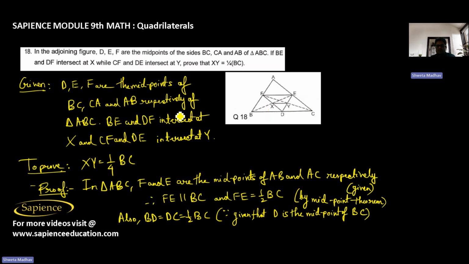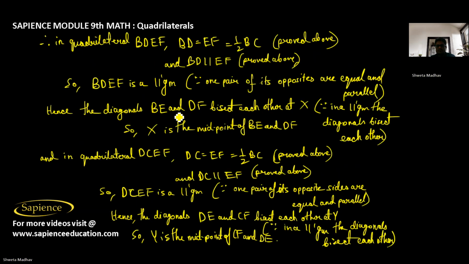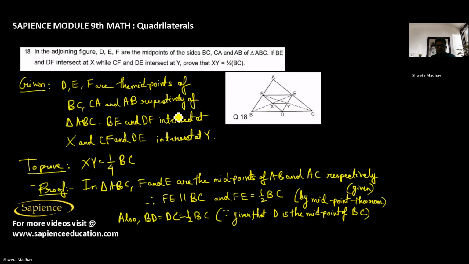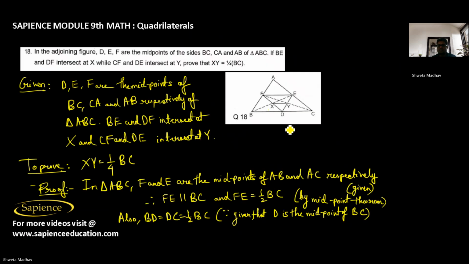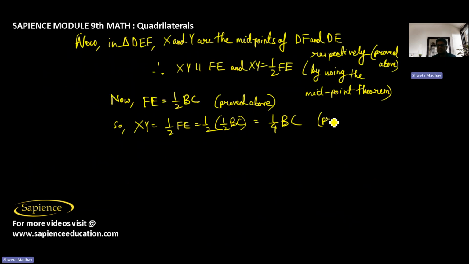FE equals half of BC, which is proved earlier. So I can say that XY will be equal to half of FE, which means equal to half of half of BC, which is equal to 1/4 of BC. So hence proved.